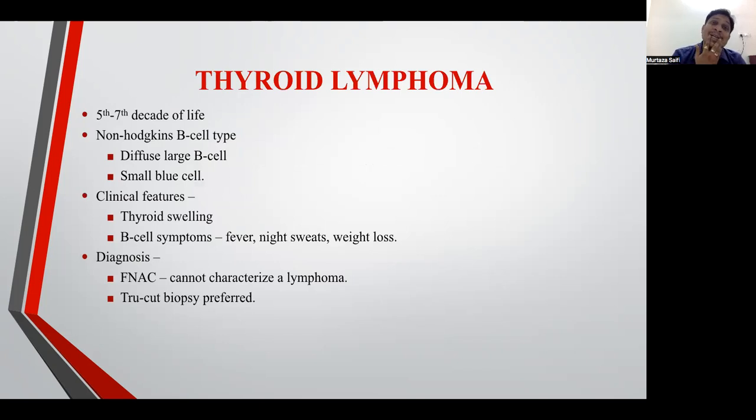Now the condition, thyroid lymphoma. The most common incidence is in the 5th to 7th decade of life. So thyroid lymphoma generally occurs in the older age group, not middle aged. Then it is non-Hodgkin's B cell type, diffuse large B cell, small blue cell.